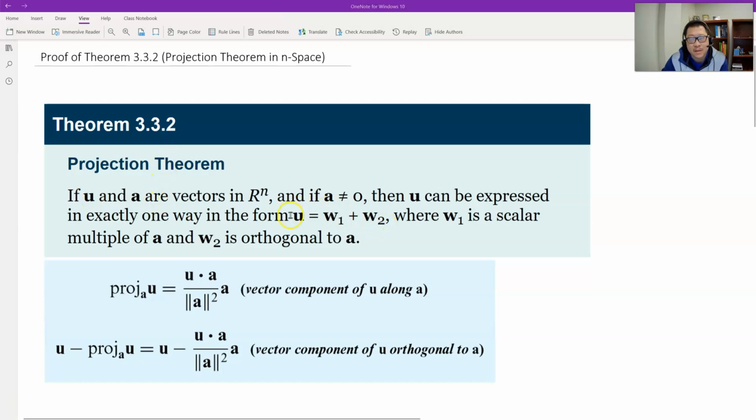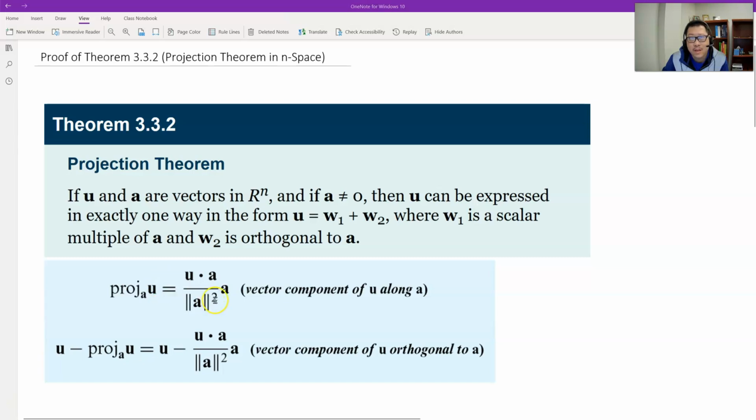That means u can be decomposed into two vectors. The first is w1, which is along a, and w2 is another component which is perpendicular to a, and the decomposition should be unique. There is exactly one way. So we will prove why.